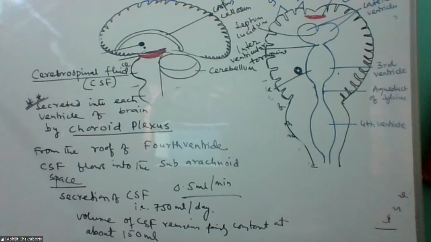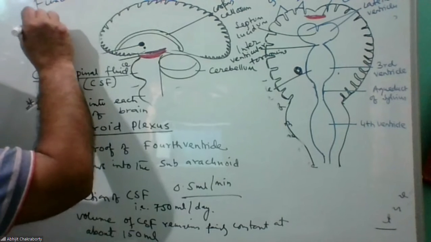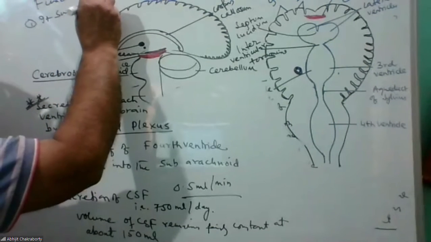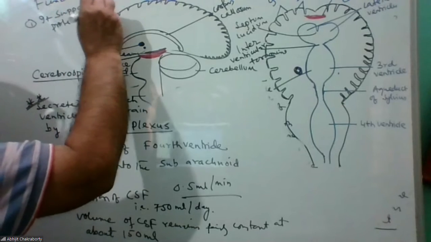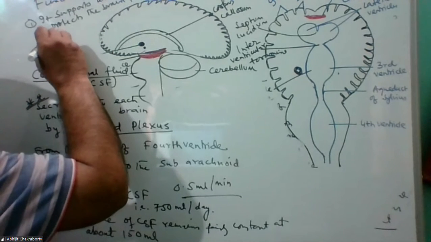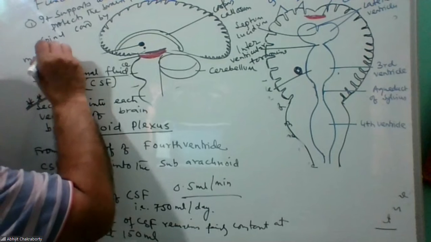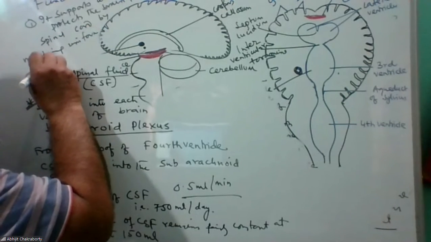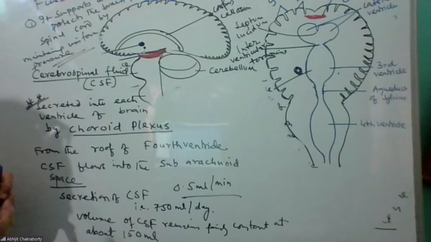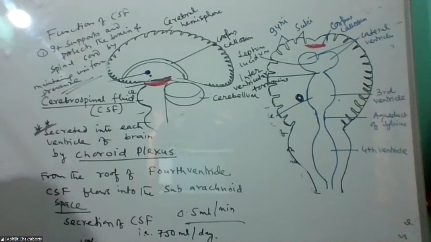Now, the functions of CSF. First, most important, it supports and protects the brain and spinal cord by maintaining uniform pressure.